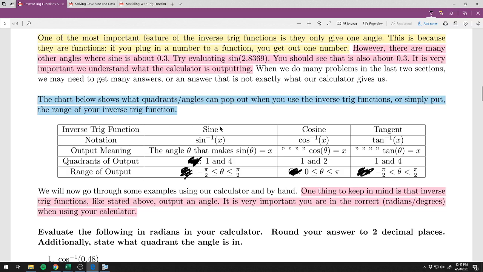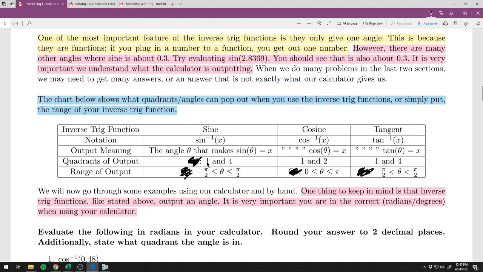But we're going to talk about sine, cosine, and tangent inverse trig functions. The notation is just the same notation as the regular trig function with the -1 power in there. The output meaning is always the angle. Whatever we get out is the angle theta that makes sine of theta equal x for sine inverse. If we're dealing with cosine inverse of x, the number we get out is the angle that makes cosine of theta equal x. And for tangent inverse, we get out the angle that makes tangent of theta equal x.